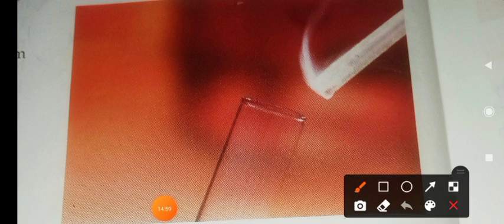So when a glass rod dipped in ammonia solution is brought near the test tube containing hydrochloric acid, ammonium chloride is formed. The solid particles of ammonium chloride give a white color to the vapor. You can see here, the glass rod dipped in ammonia solution is brought near the test tube containing hydrochloric acid, and ammonium chloride is formed because of this reaction. This white color is due to the solid particles of ammonium chloride, the product.